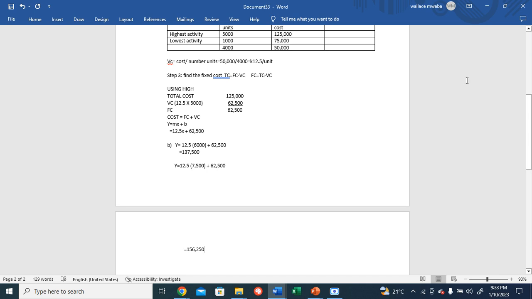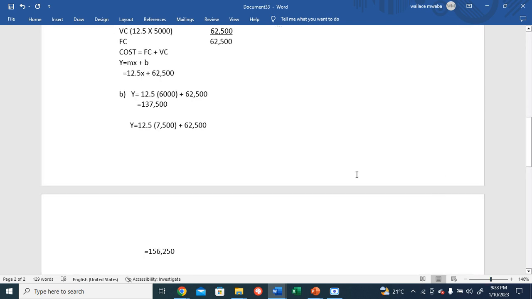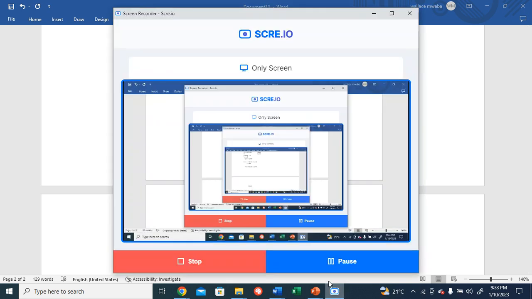So that's how we use the high-low method to obtain our fixed costs, our variable costs, and also estimate the total cost we expect to incur.